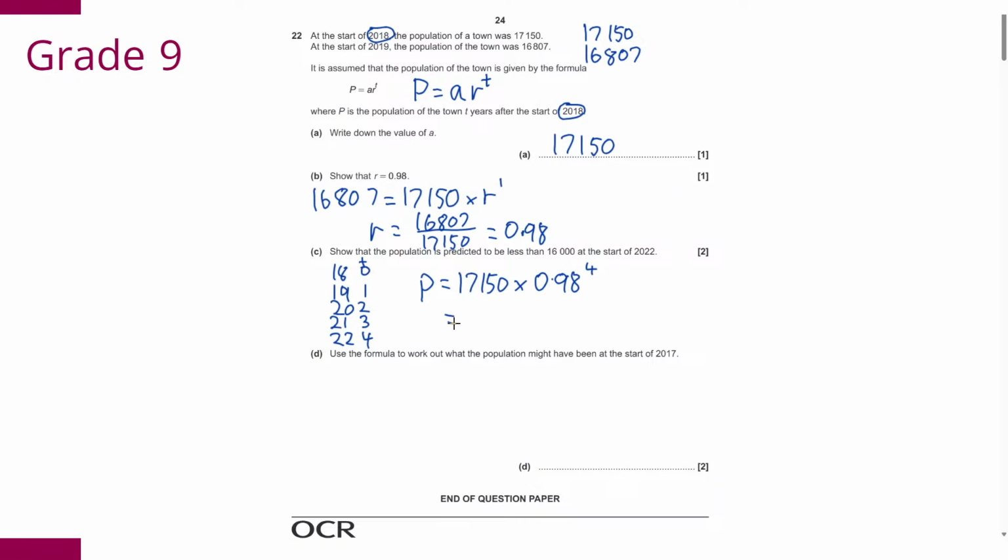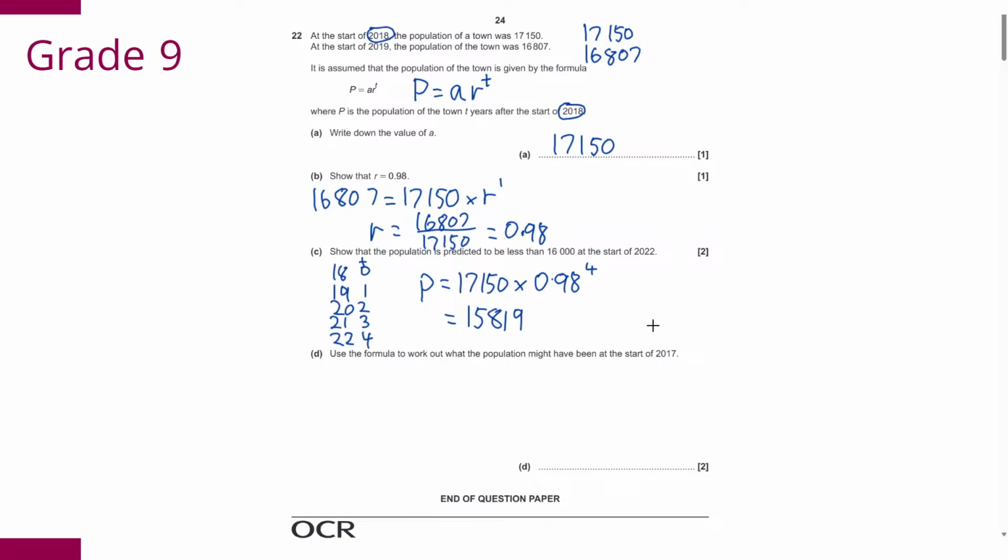So we've got 17,150 times 0.98 to the power of 4. And we get 15,818. Well, 19 because it rounds up, right? Cool. Okay. And so that is less than 16,000. So we know we've got that right.